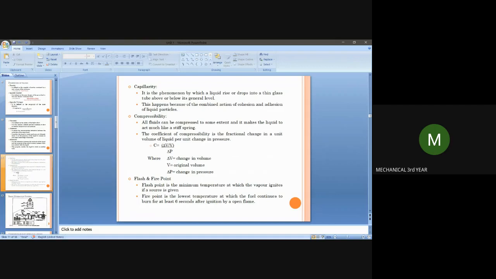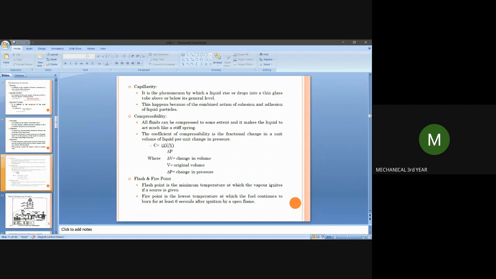The next thing is flash and fire point. The flash and fire point we have already seen in your thermal engineering labs. Flash point is the minimum temperature at which the vapor ignites if a source is given. So when a gas or vapor ignites at a minimum temperature, that is called the flash point.